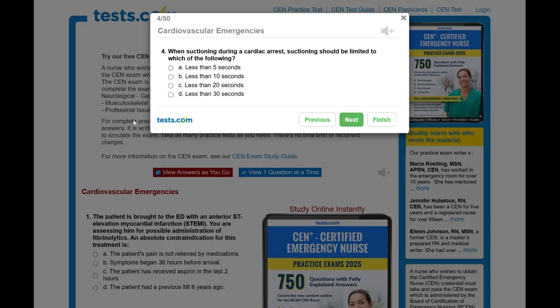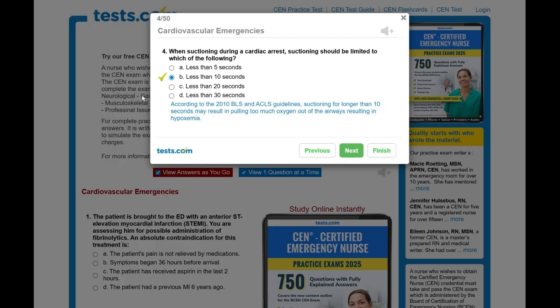Question 4. When suctioning during a cardiac arrest, suctioning should be limited to which of the following? A. Less than 5 seconds. B. Less than 10 seconds. C. Less than 20 seconds. D. Less than 30 seconds.